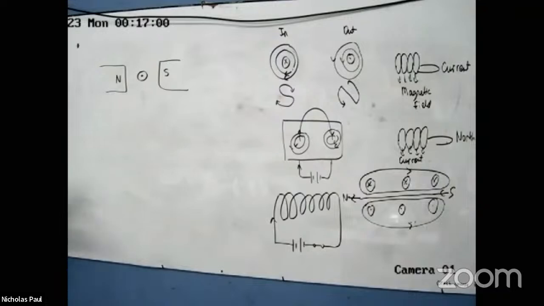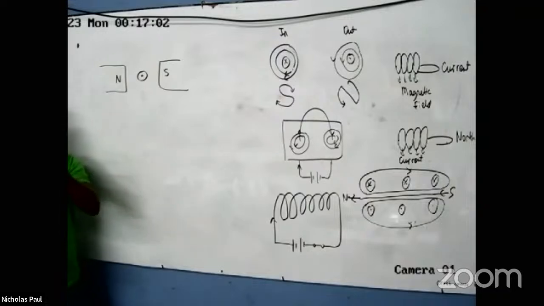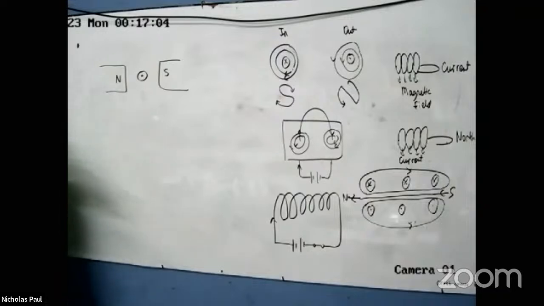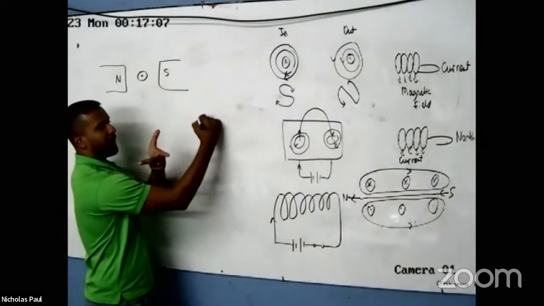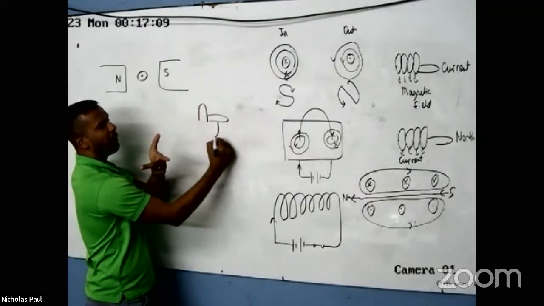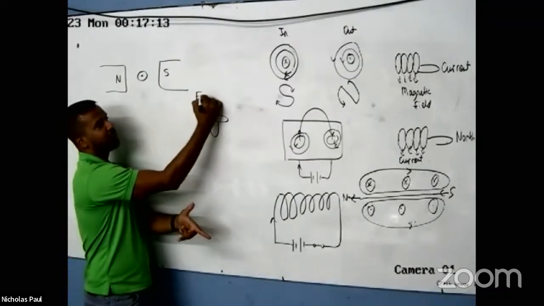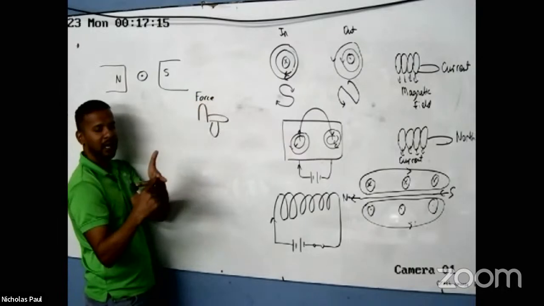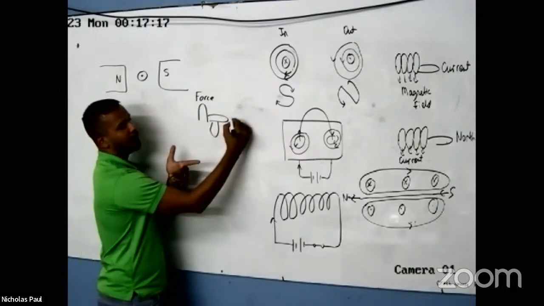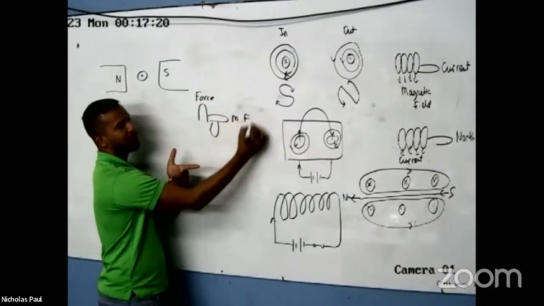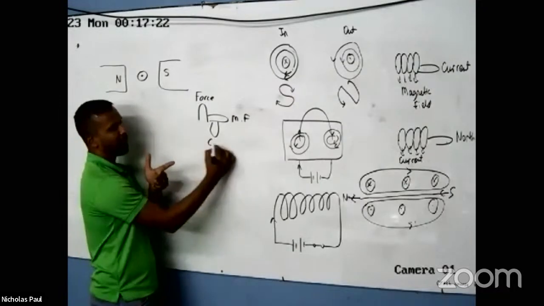All right, ready? So we're using the left hand rule. You have your thumb, your first finger, middle finger. Thumb is the force. First finger is your magnetic field, and your middle finger is your current.